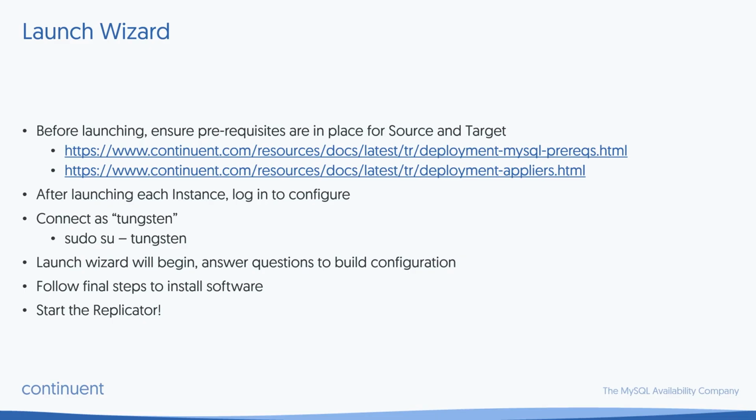So for example, having a user account set up ready to go in Vertica. Once you've launched the instance through the marketplace, log in, connect as the Tungsten user, and you will be presented with a launch wizard which will ask you some basic questions and get you started. The questions will build a basic configuration file which will then be used when you do the install, which is the final step of that. Once that's installed, start the replicator and you will have a functional replication pipeline.